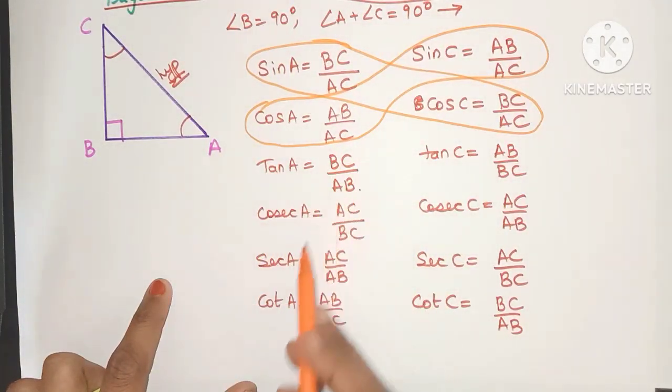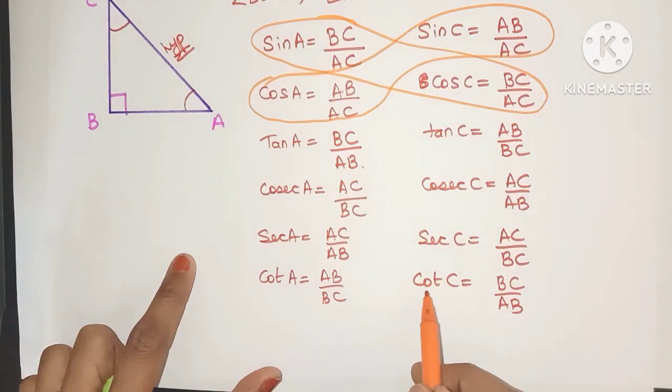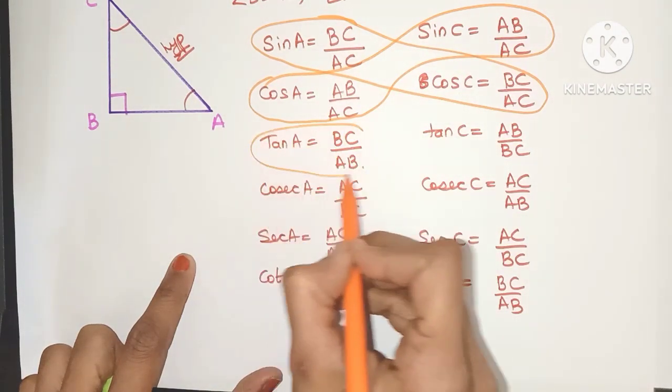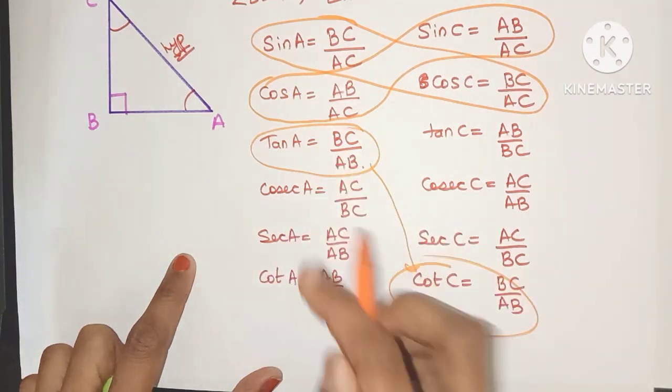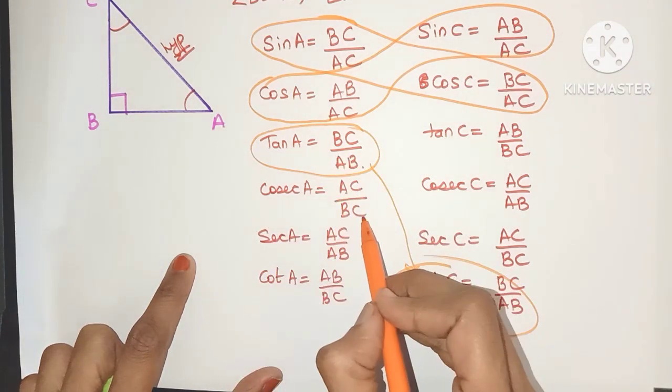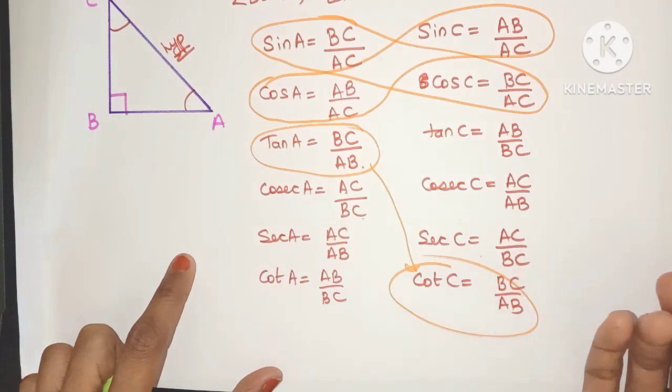Tan A is BC by AB. Well, just have a look. Cot C is also BC upon AB. See, these two are the same. Similarly, cosec A is AC by BC. Sec C is also AC by BC.